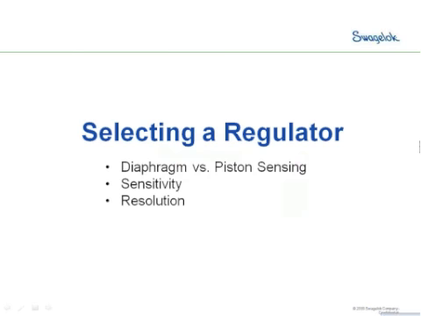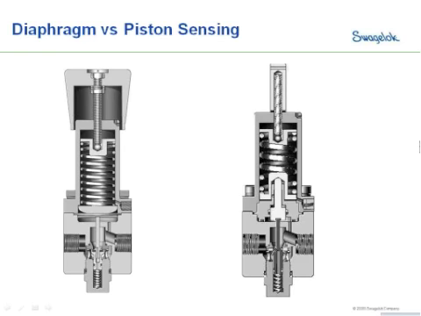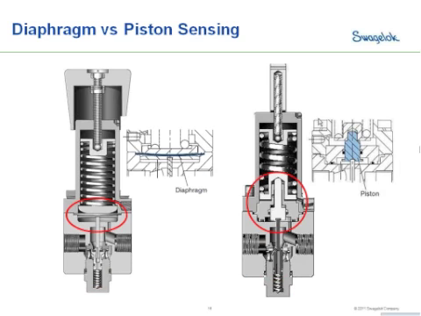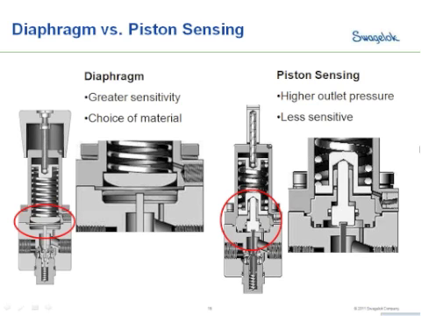Now, as we move into selecting a regulator, the first thing we're going to consider is whether we want to go with a diaphragm sensing regulator or a piston sensing regulator. There are some key differences between the two designs. A diaphragm sensing regulator has greater sensitivity and typically a wide range of material choices for the diaphragm. The diaphragm could be metallic, it could be an elastomer, or it might be some sort of plastic like PTFE. Piston sensing regulators are higher pressure regulators, but they tend to be less sensitive than diaphragm sensing regulators.